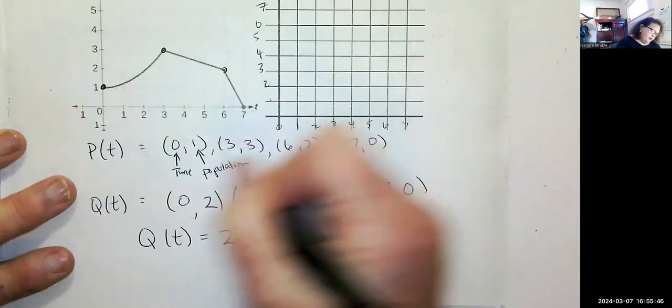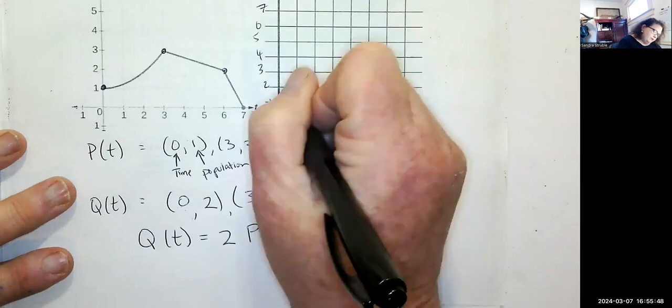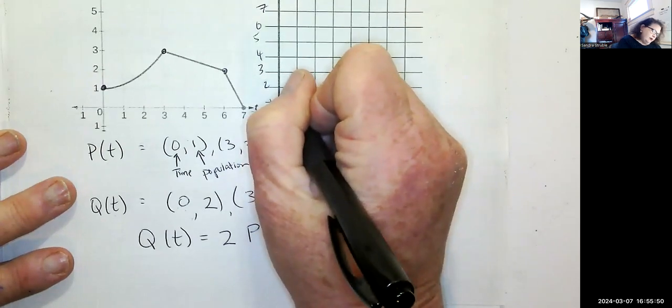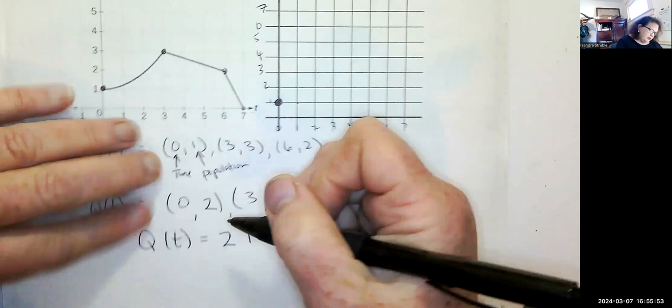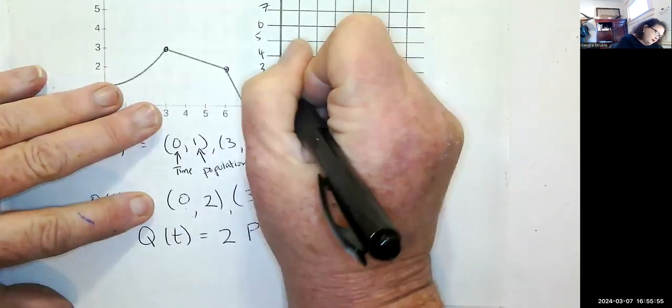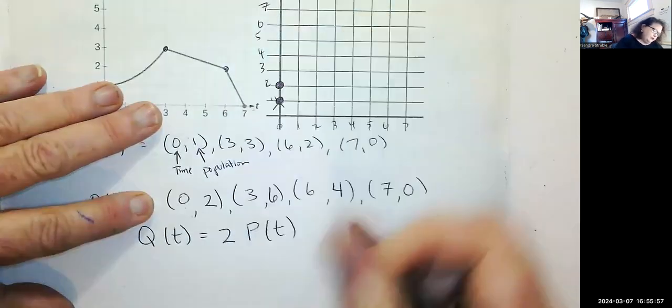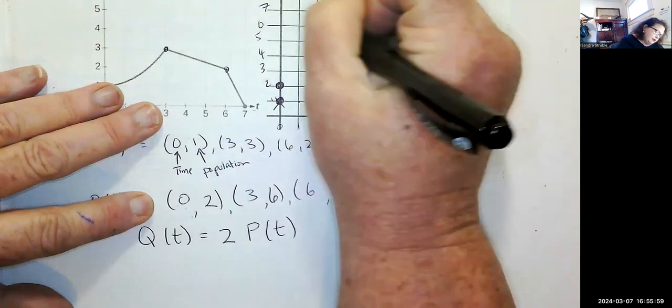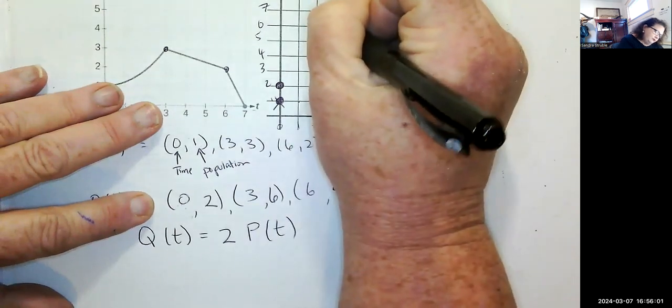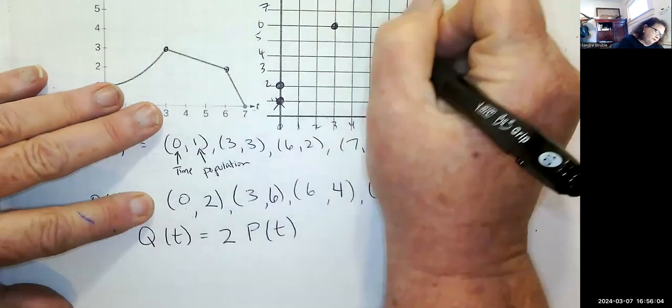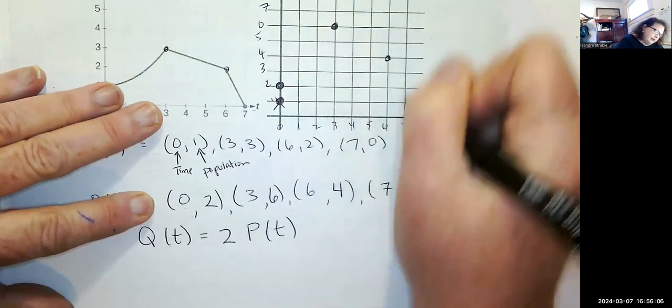All right, so 0, 1, up right here. And then, oh, we already had that one. I need to come down here. Sorry, I went to the wrong one, y'all. 0, 2. Ignore that one. 0, 2, 3, 6, 1, 2, 3, and 6. 6, 4, and 7, 0.